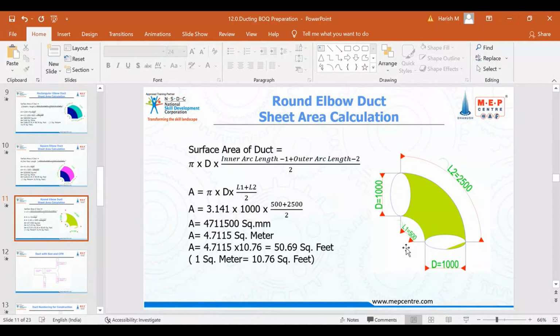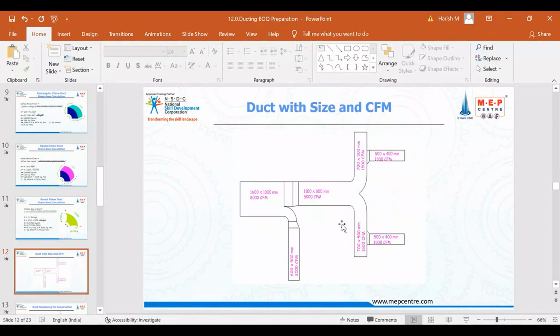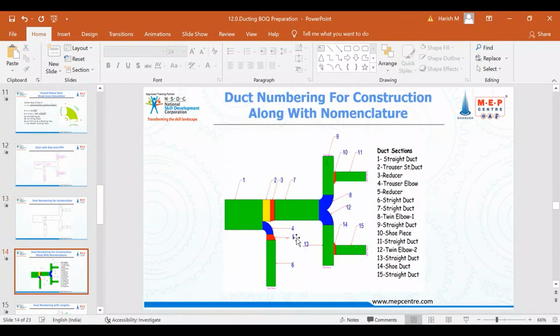So I am taking this drawing as an example, sir. Directly I'll come to here. Section 1 is a straight duct. Section 2 is also a straight duct. Section 3 is a reducer. Section 4 elbow. Section 5 reducer. Section 6 is a straight duct. 7 straight duct again. 8 elbow, twin elbow lo 1 undi.